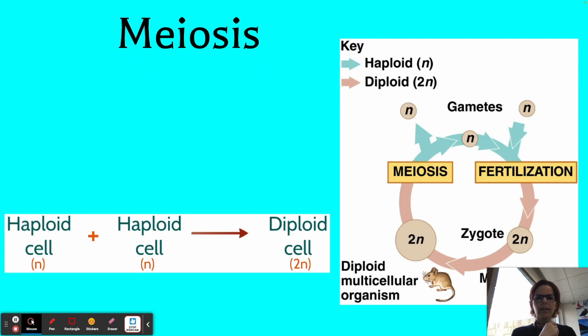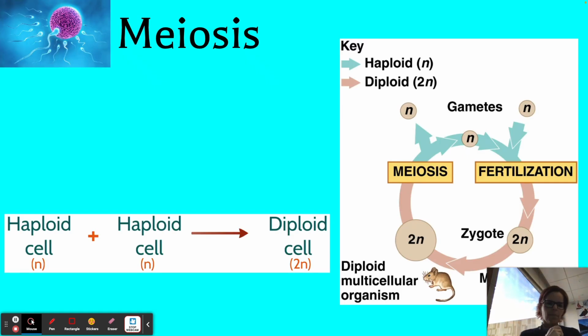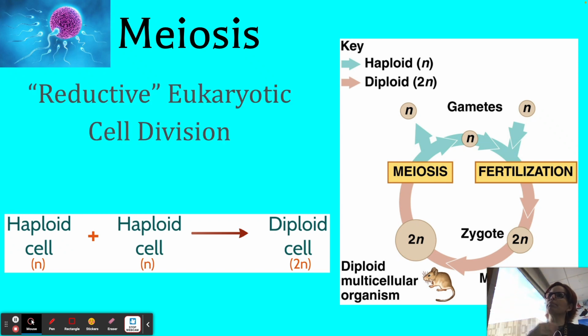I am going to talk as fast as my big mouth can go. So the first thing we're going to talk about is meiosis. Remember that we called mitosis non-reductive. And meiosis is called reductive, and that's because you're reducing the number of chromosomes that are in the cell.